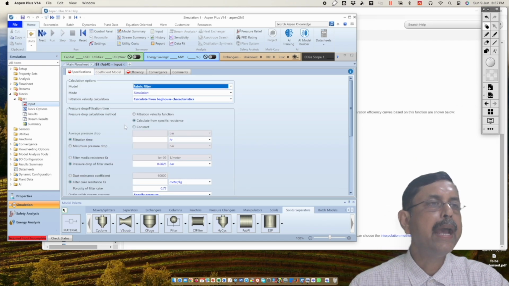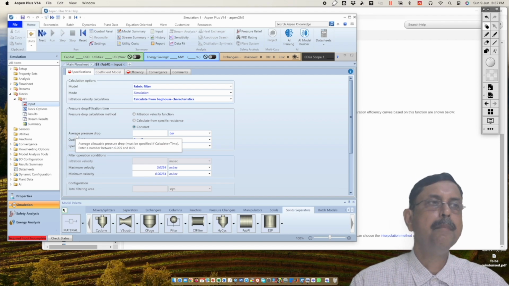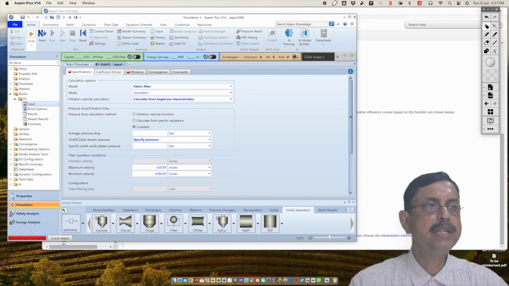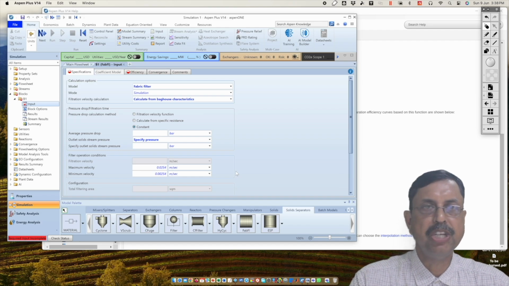Okay. And finally, the pressure drop can be constant. That means instead of mentioning the maximum pressure drop or minimum pressure drop, you can directly provide the information on average pressure drop. Okay, so you can specify the average pressure drop, then all sorts of calculations are not required. You are just directly giving the information.